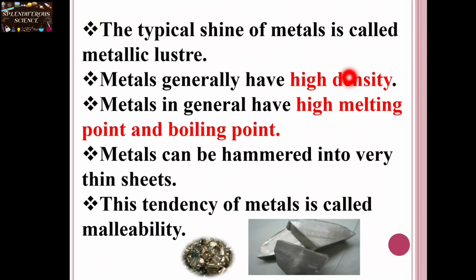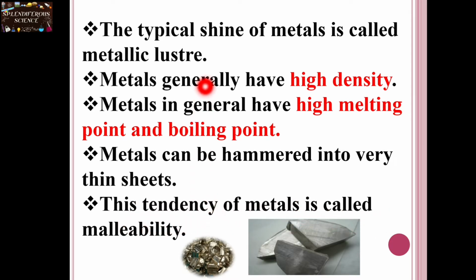The typical shine of metals is called metallic luster. Metals generally have high density. Metals in general have high melting point and boiling point. Metals can be hammered into very thin sheets. This tendency of metals is called malleability.